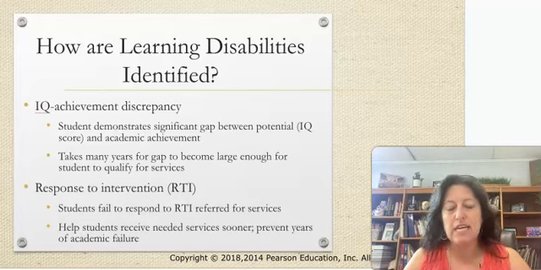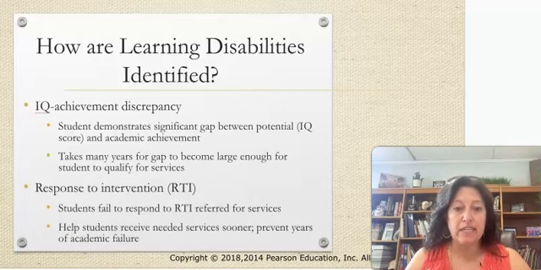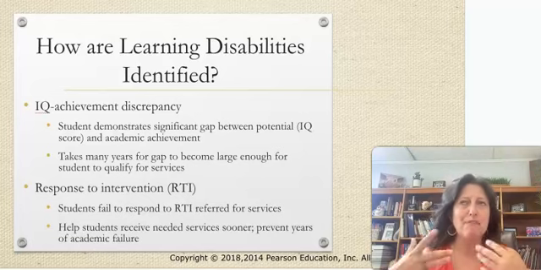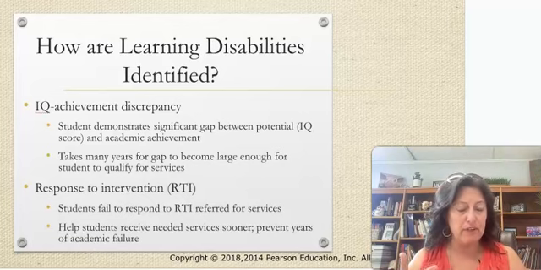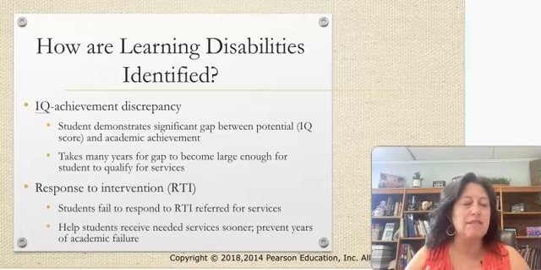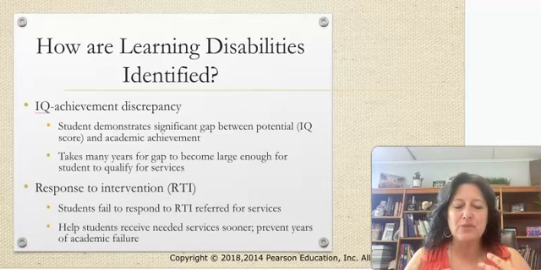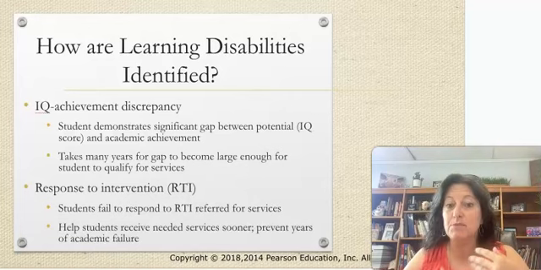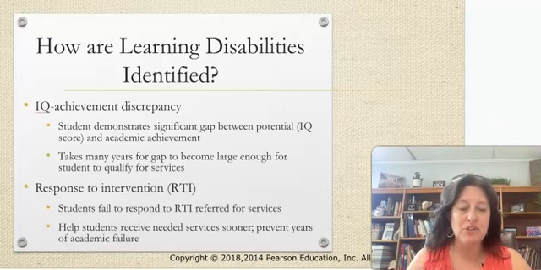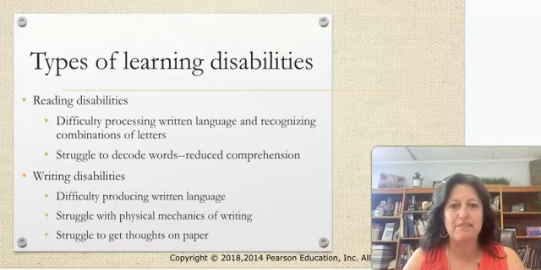The other way they're identified is through response to intervention, which we've been talking about before. And when you have students, as you're moving them up those 3 tiers of RTI, and they're just not responding to these intervention services. And so the good thing about this is it helps identify students much sooner, prevents years of academic failure. Teachers already have the data necessary to move things forward. And so RTI is actually a really good way to identify.